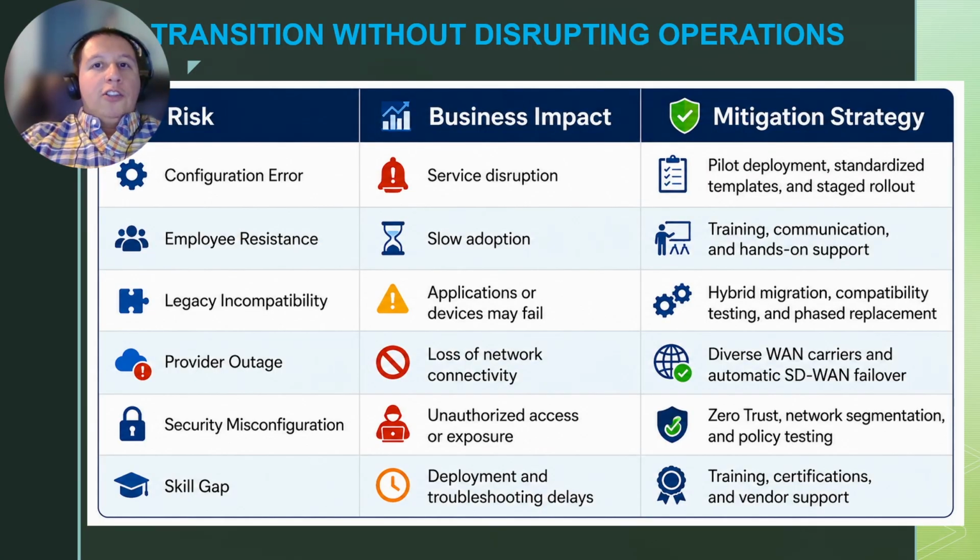So the transition without disrupting operations. There's a risk, there's configurations, there's going to be a service disruption. So with SD-WAN and SDN, we could pilot deployment, standardized templates, and stage rollout. Employee resistance, there's going to be a slow adoption, so training, communication, and hands-on support. Security misconfiguration, the business impact, unauthorized access or exposure. We have zero trust, network segmentation, and policy testing with SDN.